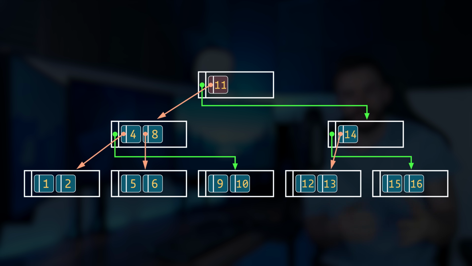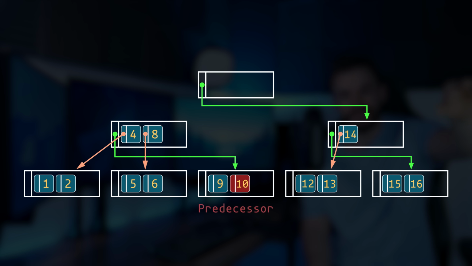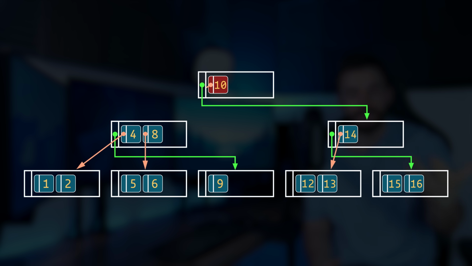But what if I remove key 11? Well, I can't just leave the root empty. I'll have to substitute the removed key with either its predecessor in the left subtree or its successor in the right subtree. Let's say we pick the predecessor. In that case, we move key 10 into the root. However, that causes the leaf node to go into underflow state.